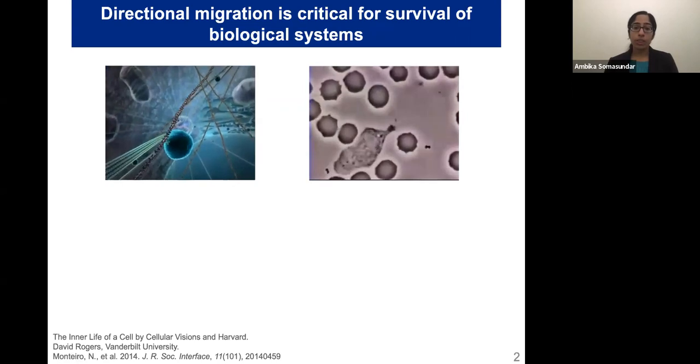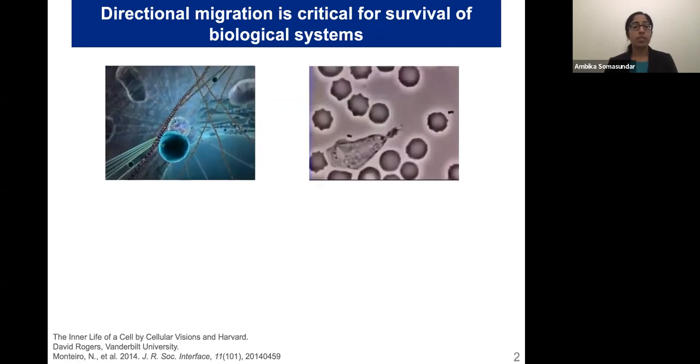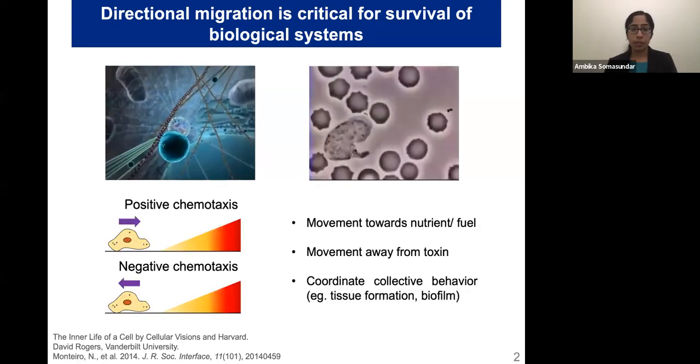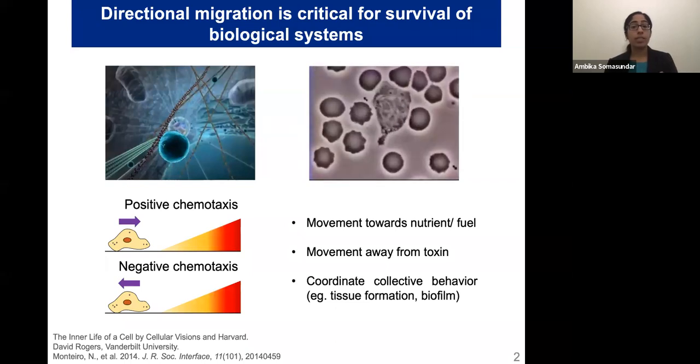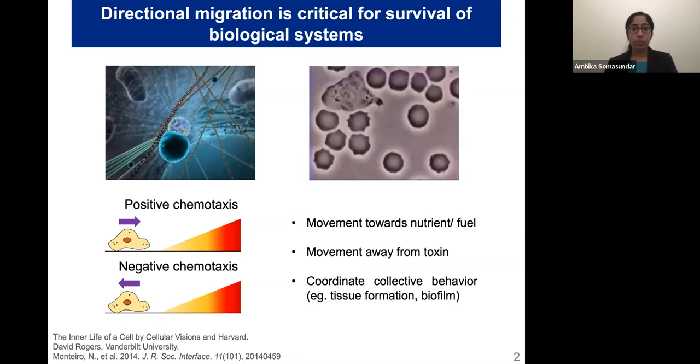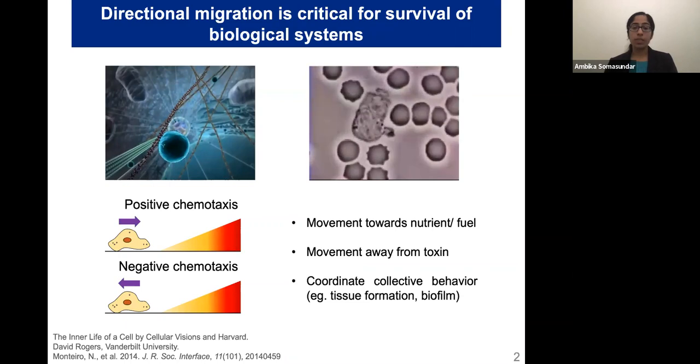This kind of motion is called chemotaxis and is generally seen in two directions. It is called positive chemotaxis when the cell migrates up the gradient of concentration, or towards higher concentration. It is called negative chemotaxis when the cell migrates down the chemical gradient, or away from high concentration.